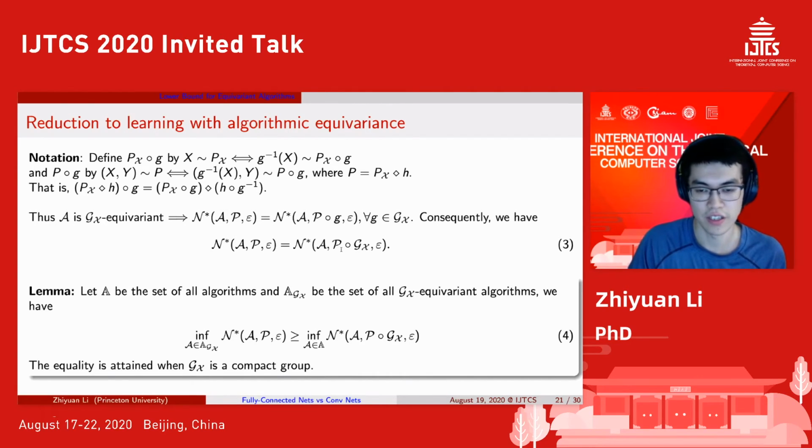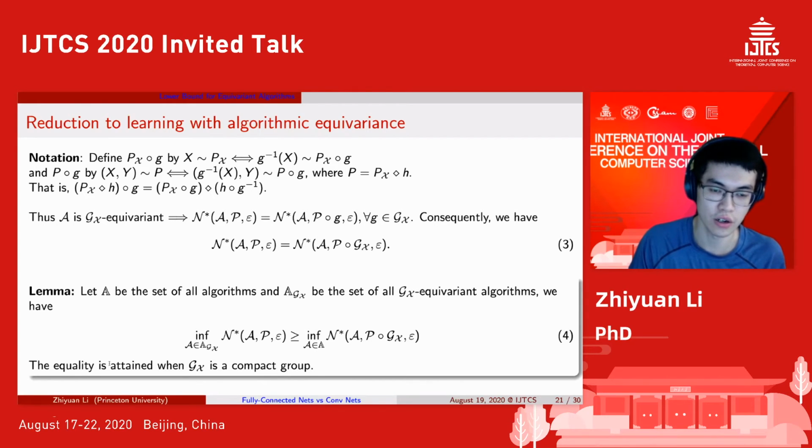And this immediately gives us the following lemma, which is the main reduction tool we are going to use. Let A be the set of all algorithms and A_{G_X} be the set of all G_X equivariant algorithms. Then inequality 4 holds. The proof of this inequality is very simple. We just take the infimum of equation 3 over two different sets, where A_{G_X} is a subset of all possible algorithms A, so the infimum is larger.